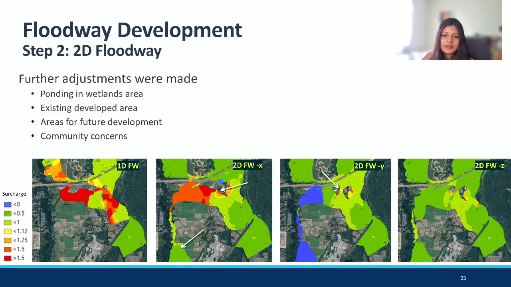Some of the other things we looked at was future development, and we didn't want to come up with a floodway with a bunch of holes in it. So we tried to align where, for the future, it's easy for them to develop areas. So we took that into consideration too while developing this floodway.